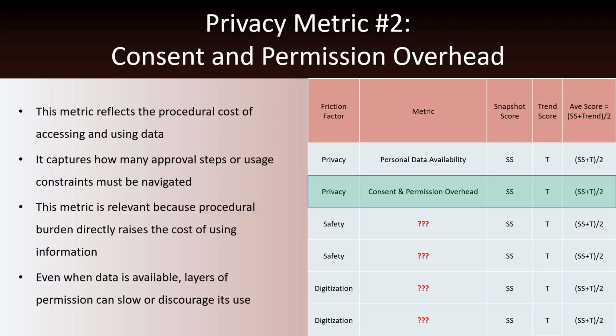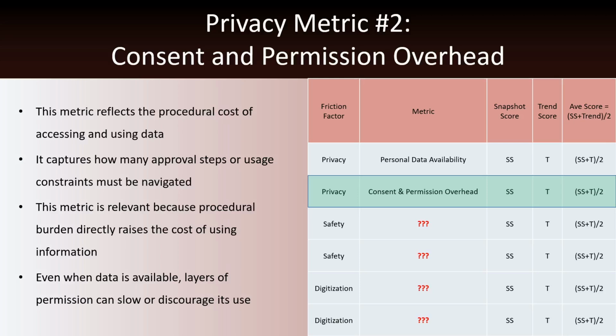Privacy metric number 2, consent and permission overhead. The second privacy metric is consent and permission overhead. This metric reflects the procedural cost of accessing and using data that already exists. It's evaluated as a snapshot and trend hybrid. The current level captures how many approval steps, permissions, compliance checks, or usage constraints must be navigated today, while the longer-term trend shows whether those requirements are becoming more restrictive or more permissive over time. Higher overhead corresponds to higher friction.